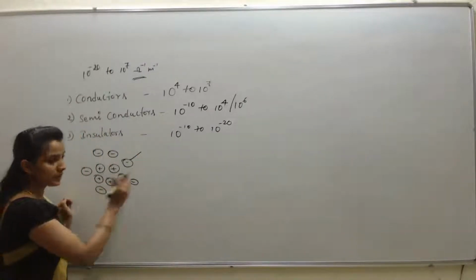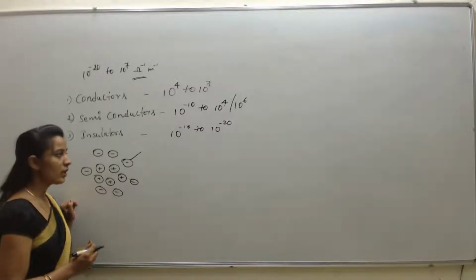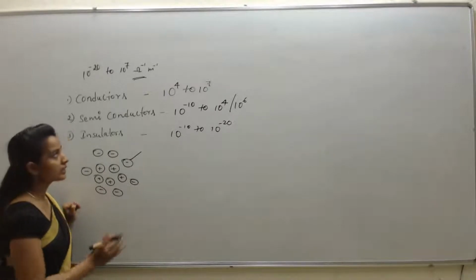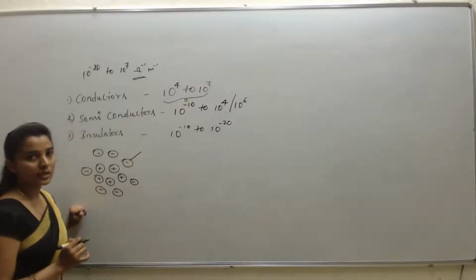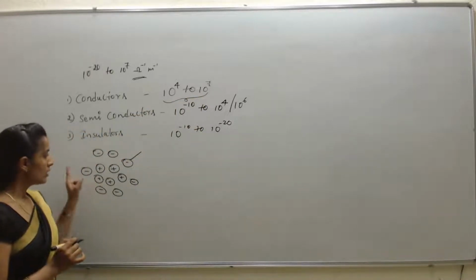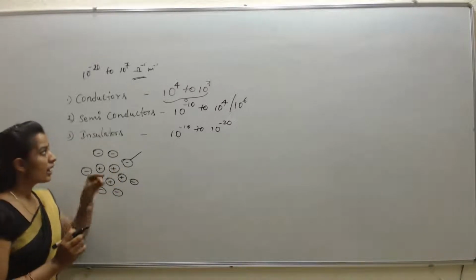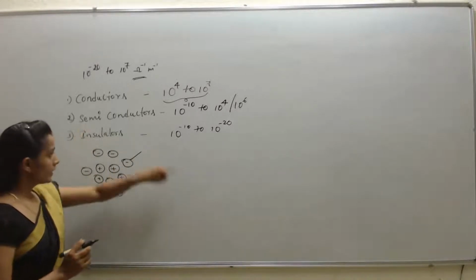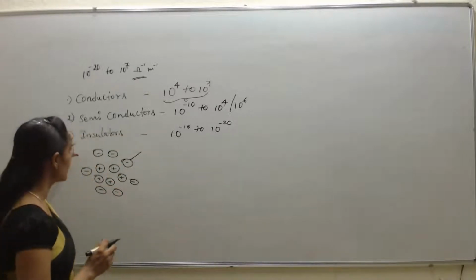So all metals in the solid state have conductivity between 10 raised to 4 and 10 raised to 7, because of the presence of free electrons. The next one is insulators. Later I will discuss semiconductors because they have some types also.